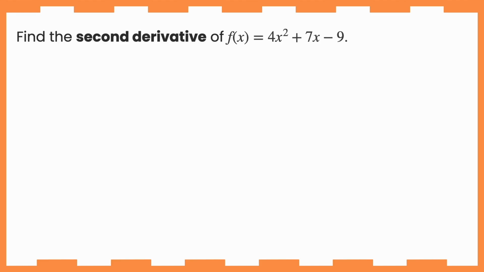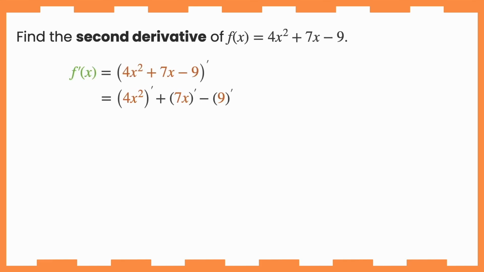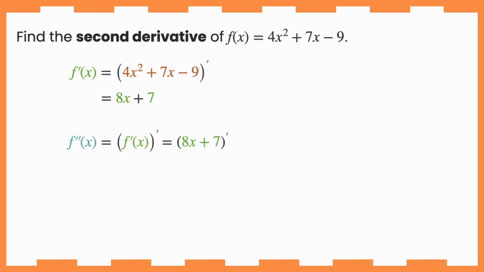Let's find the second derivative of 4x squared plus 7x minus 9. Starting with the first derivative, we can find it by taking the derivative of each term. Applying the power rule, the derivative of 4x squared is 8x, the derivative of 7x is 7, and the derivative of 9 is 0. Now we can take the derivative of 8x plus 7 to find our second derivative. The derivative of 8x is 8, and the derivative of 7 is 0, which add together to give us a second derivative of 8. Great job!